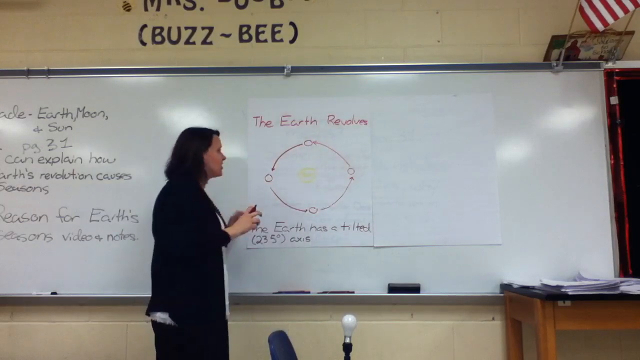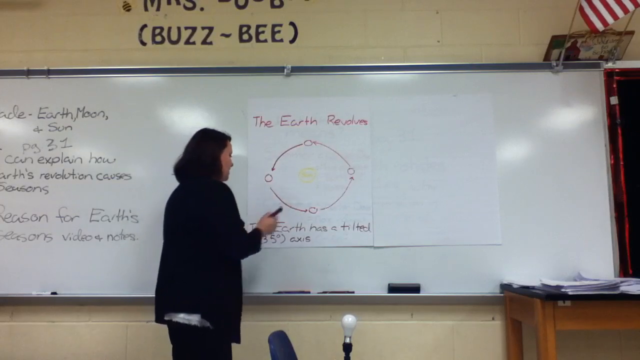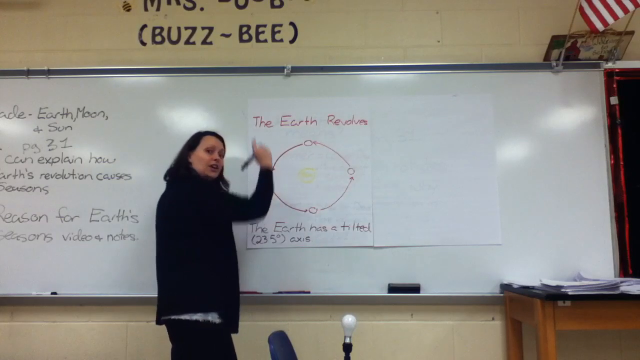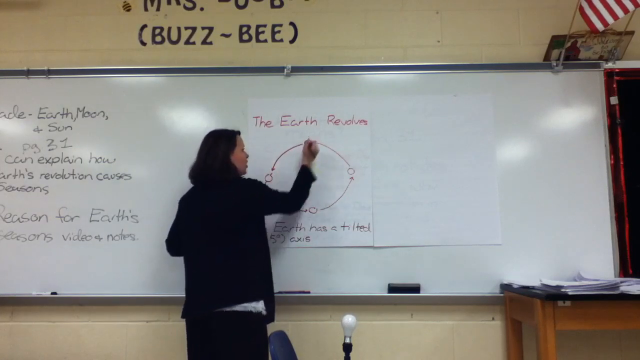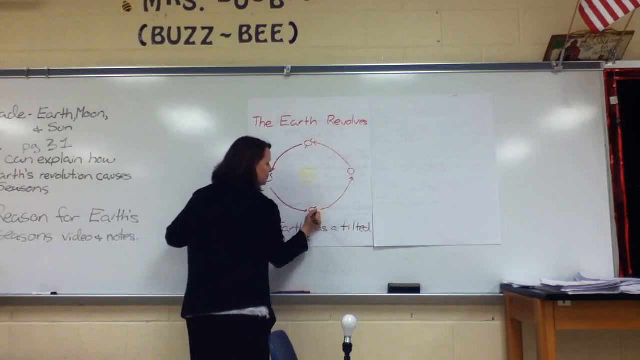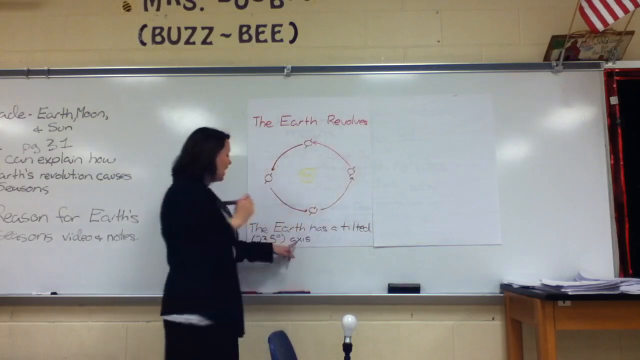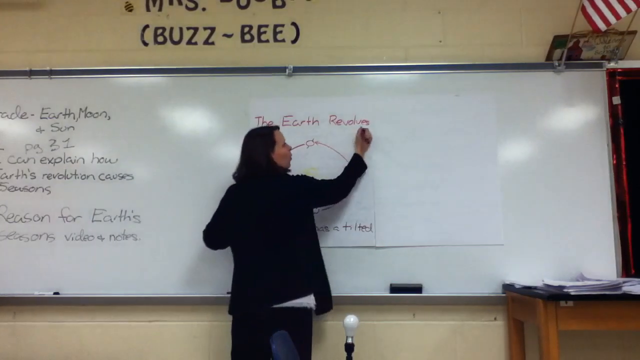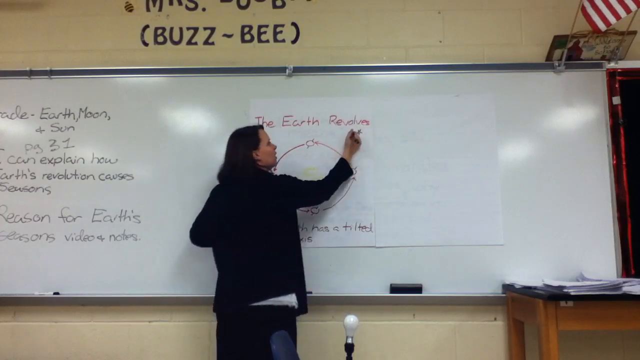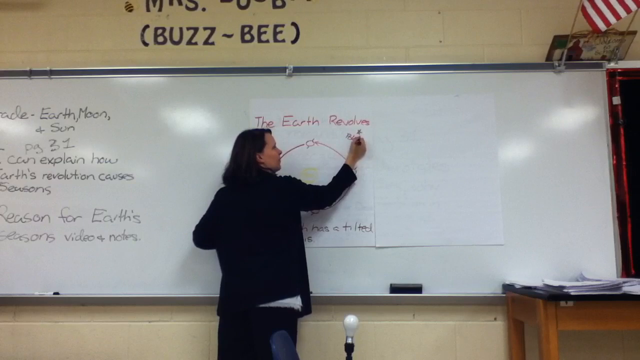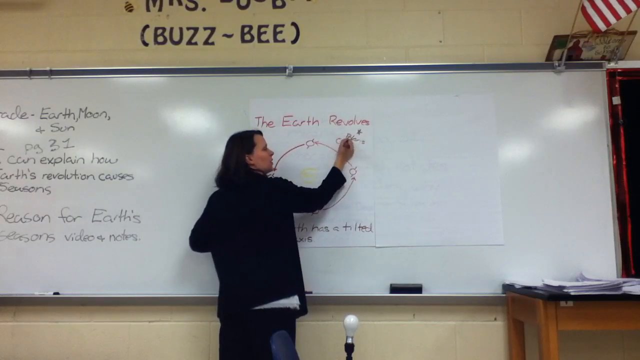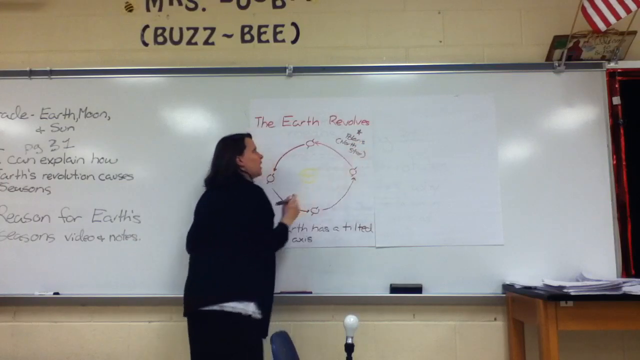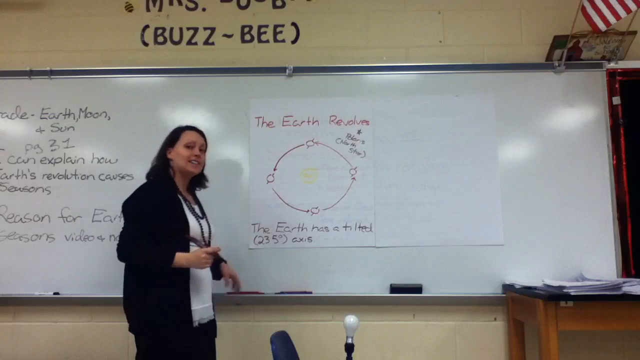But that doesn't just cause the seasons. The Earth also has a tilted axis. This means that the axis does not go straight up and down, but at an angle. That angle is 23.5 degrees. This means that the axis points at the star Polaris, also called the North Star. These are the two reasons that the Earth has seasons.